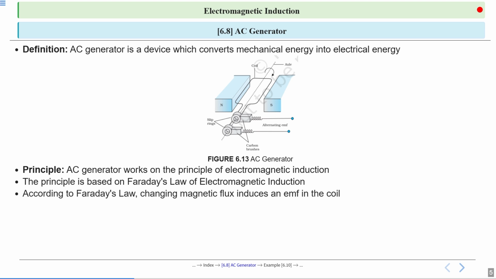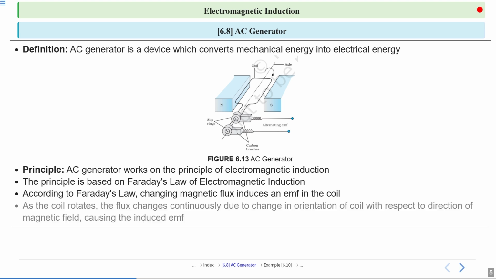According to Faraday's law, changing magnetic flux induces an EMF in the coil. When we change the magnetic flux, EMF will be induced. And to change the magnetic flux, there are three methods. But for an AC generator, which method is being applied? Change of orientation, change in theta.